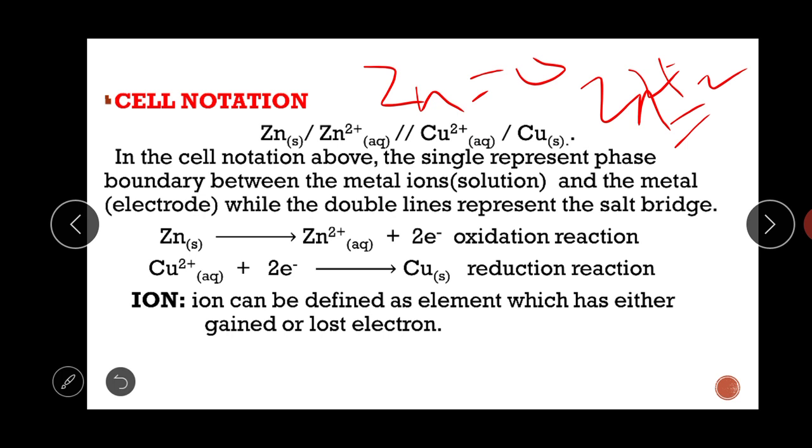So when we now write the main reactions, we have the zinc oxidation reaction, and we have copper gaining 2 electrons here, and that is the reduction reaction. Ions are formed, as you can see in the oxidation. So ions can be defined as an element which has either gained or lost electrons.